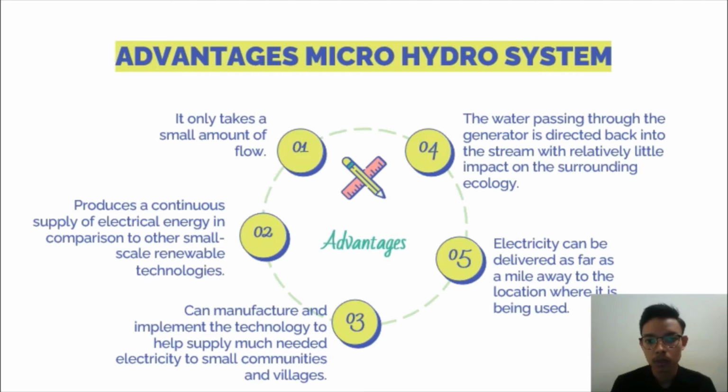Fourth, the water passing through the generator is directed back into the stream with relatively little impact on the surrounding ecology. The last advantage of micro hydro system is electricity can be delivered as far as a mile away to the location where it is being used.